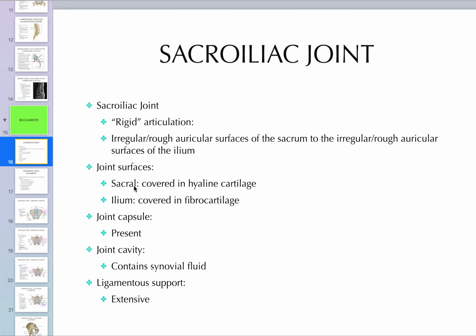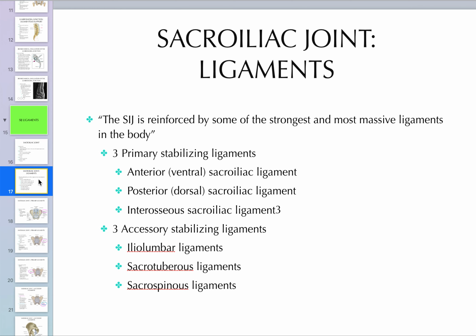The sacral base is covered with hyaline cartilage. The ilium is, sorry, not the sacral base. The sacral articulation with the ilium is covered with articular cartilage, and the ilium is covered with fibrocartilage. The joint capsule is present in between the two bones of the sacroiliac joint, and there is synovial fluid inside the joint capsule as well. Ligamentous support, of course, there is extensive ligamentous support.